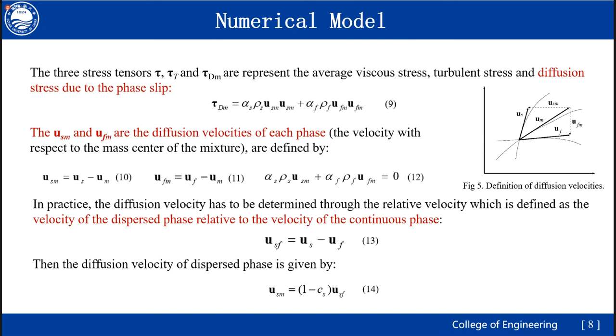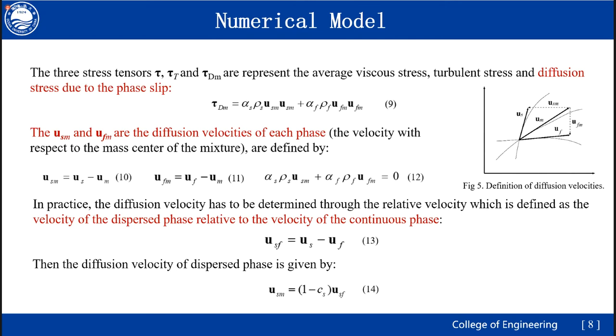And U_SM and U_FM are the diffusion velocities of each phase, from this figure. We know the mixture velocity, the sediment velocity and the fluid velocity, so we can get the three terms. But it's difficult to get this, so we change to another formulation.